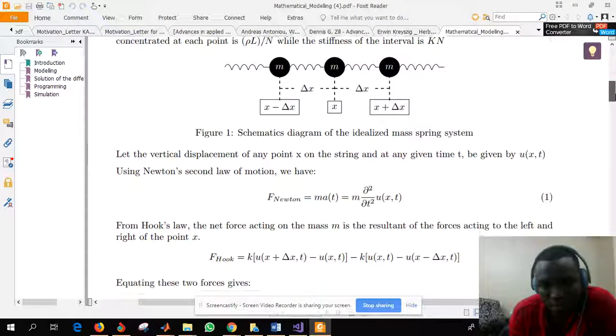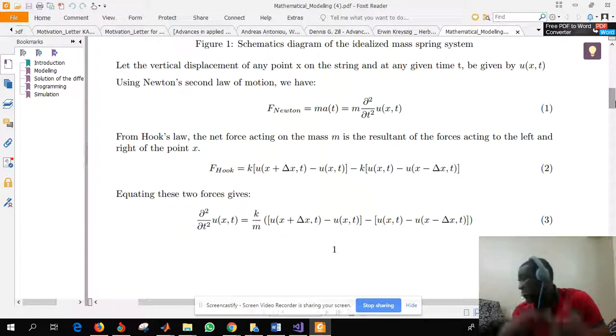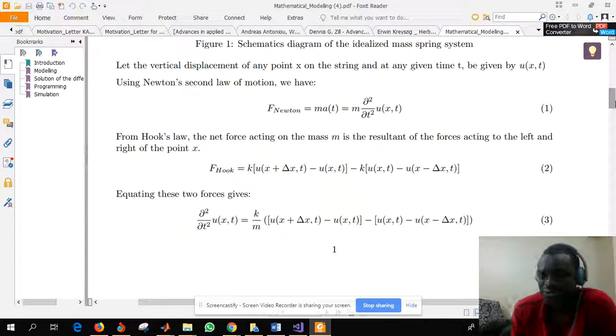So now we use Newton's law of motion, which is just mass times acceleration. Here we are using u to represent the displacement of each of these masses. So if the displacement is u, then the rate of change of u with respect to time, in the second derivative, gives us the acceleration. So Newton's law is expressed in equation 1.